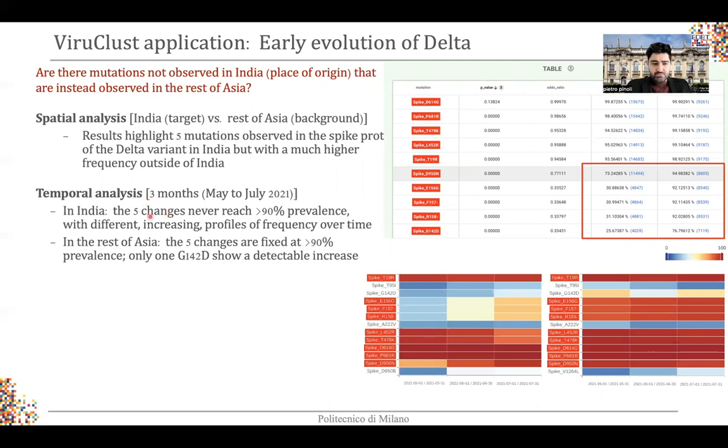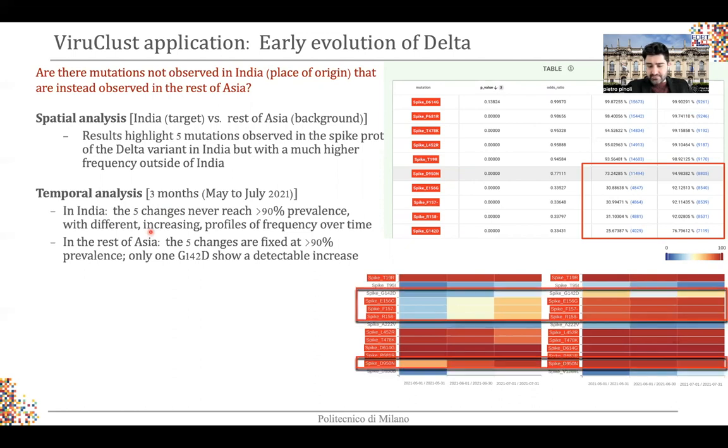If we move to a temporal analysis, so we compare how the evolution of this sequence in India compared to the evolution of this sequence in Asia, you can see that there are the same mutations that start to be very present and became quite 1% outside in Asia, so in the background, while staying very few present in India. They did not grow so much.